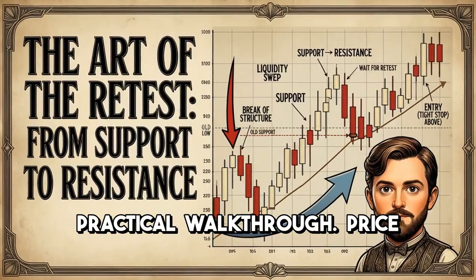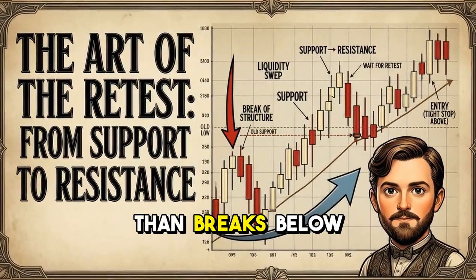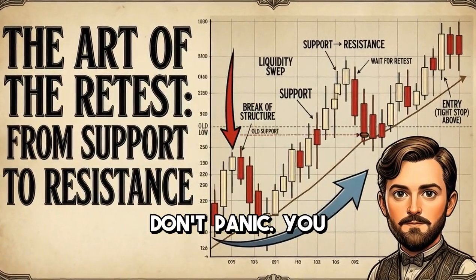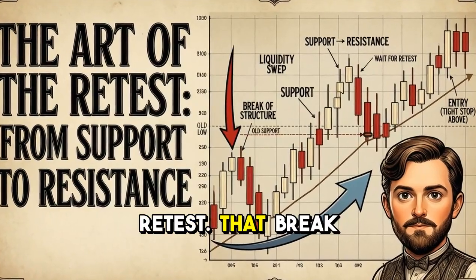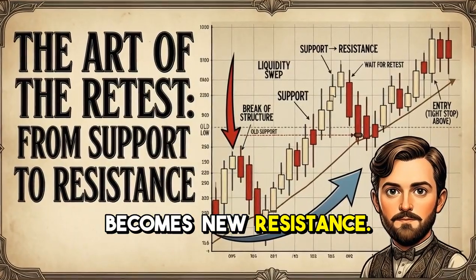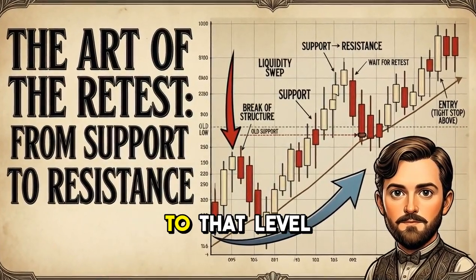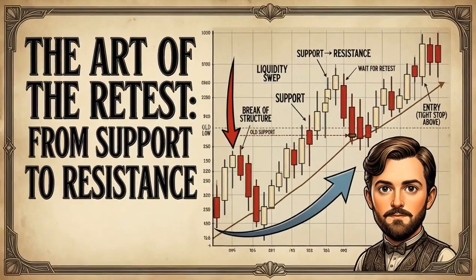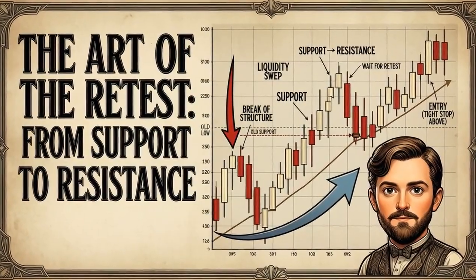Here's a practical walkthrough. Price makes a higher high, then breaks below a key higher low, a break of structure. You don't panic. You wait for the retest. That break is often a liquidity sweep, and the old support becomes new resistance. When price returns to that level and stalls, you take your entry with a tight stop just above. It's that simple and that hard.